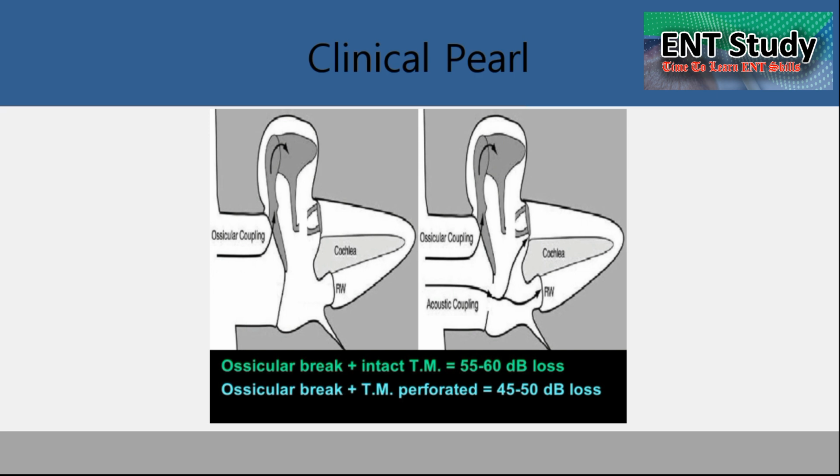Yes, the intact tympanic membrane acts as a barrier for the transmission of the sound waves, but in the perforated eardrum, the sound waves can directly hit the oval and the round window, and can produce some vibration in the oval window.